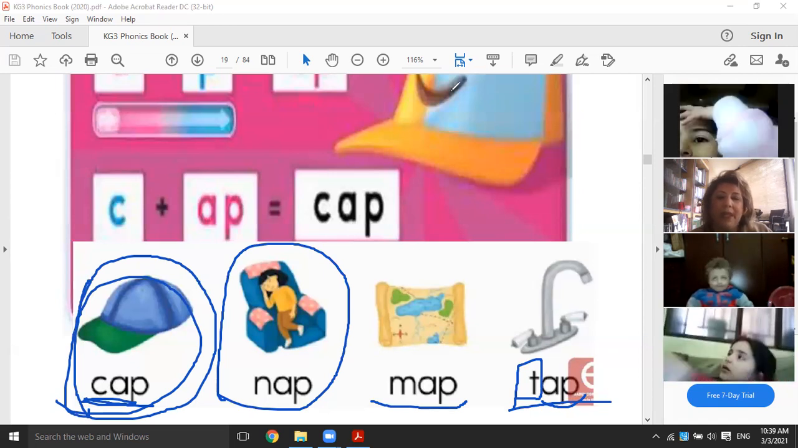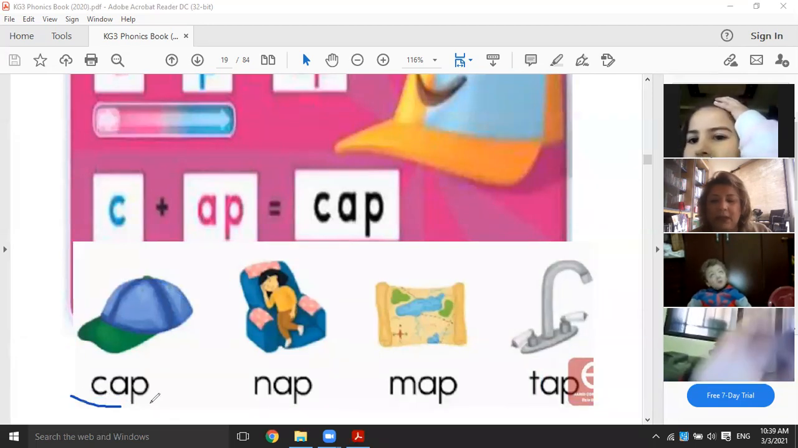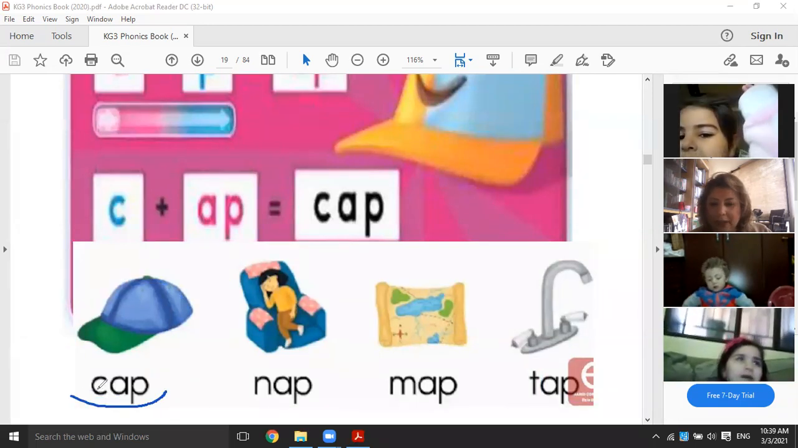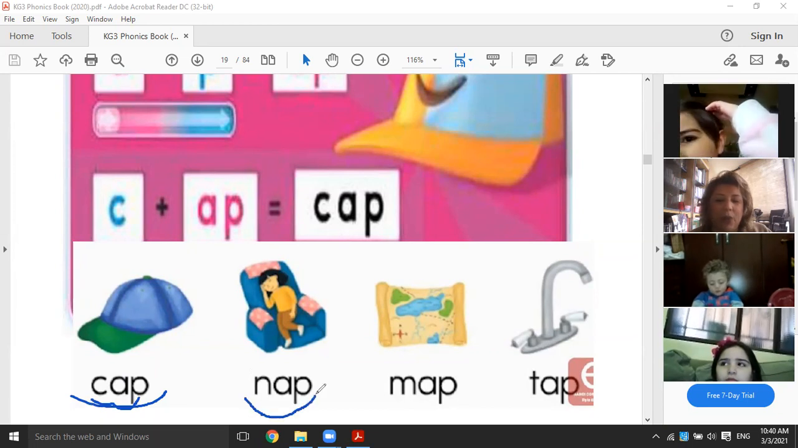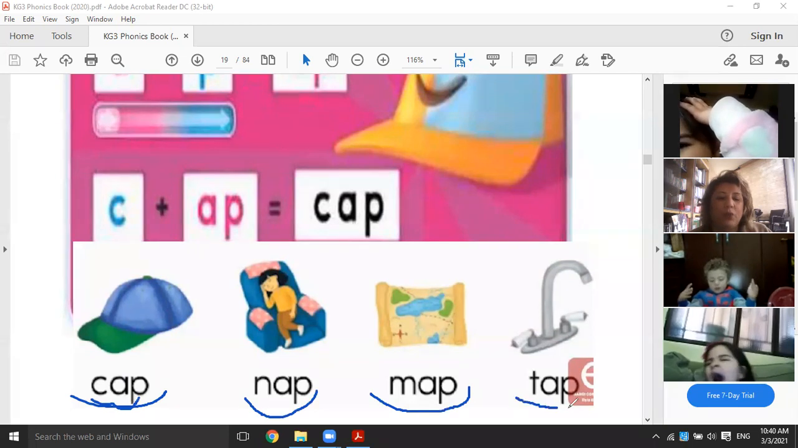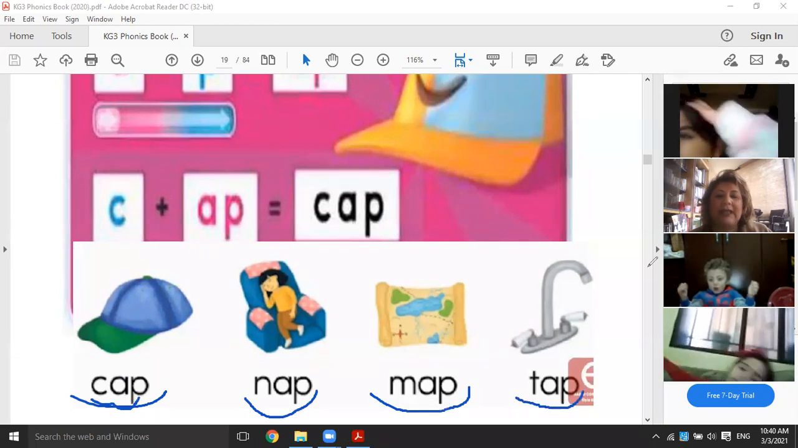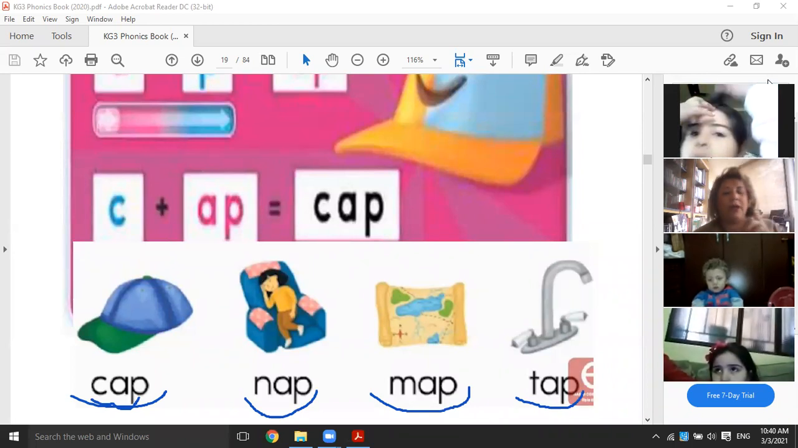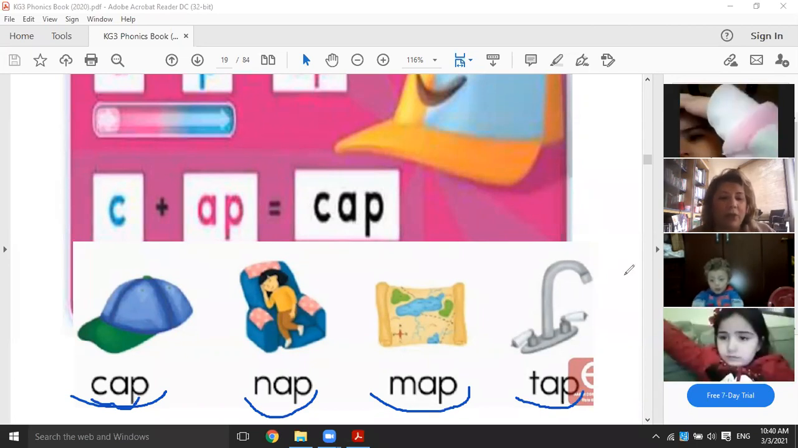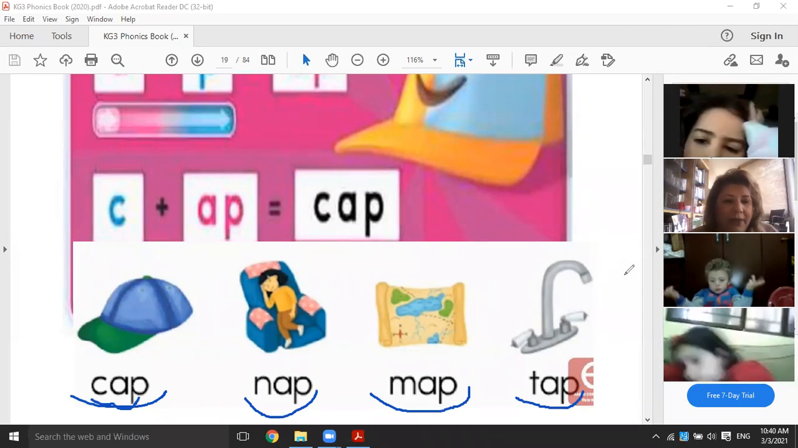Mia, read them all. Yalla, Mia. Start. What is this, Mia? Cap. And this one? Nap. And this one? Excellent, girl. Bravo, Mia. I will clap for you. Now I want Ahmad Abdullah to read them all.